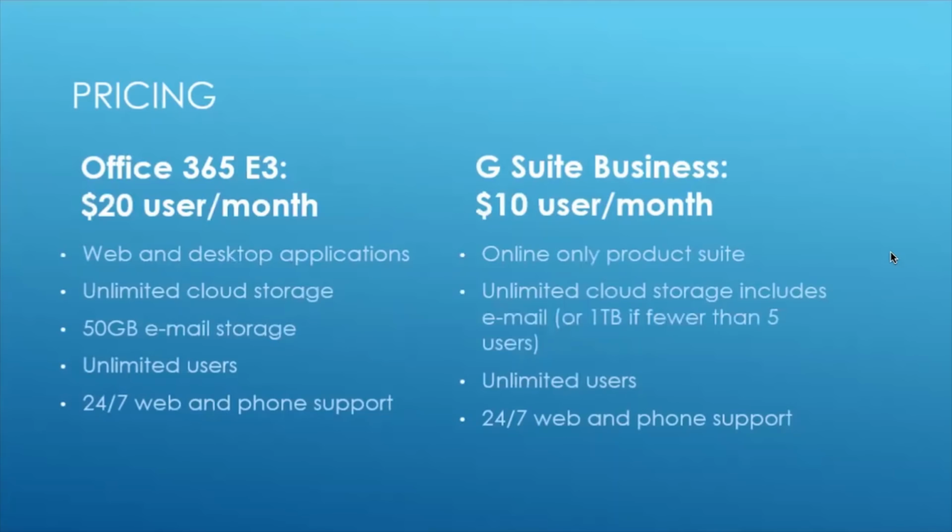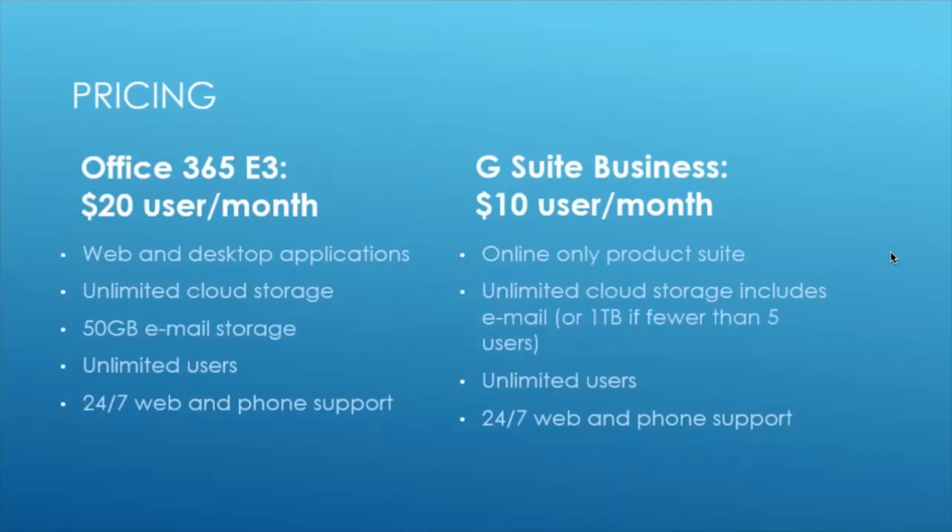Going on to pricing. Office 365, talking about the Enterprise 3 level, is $20 per user per month. These 2 levels are the most similar. There are plenty of other pricing options. These are the ones that are the most widely used and the ones that will meet the most variety of businesses' needs. So Office 365 is $20 per user per month for the web and the desktop application.